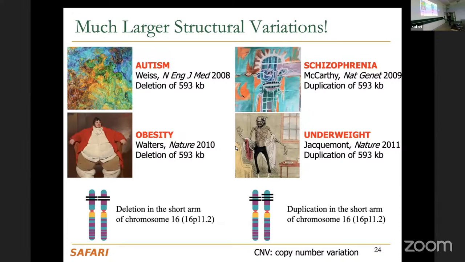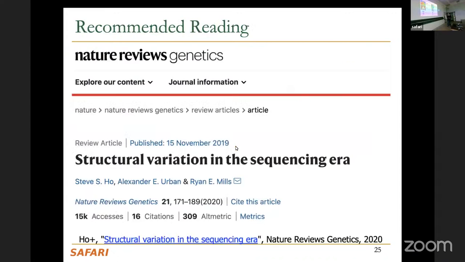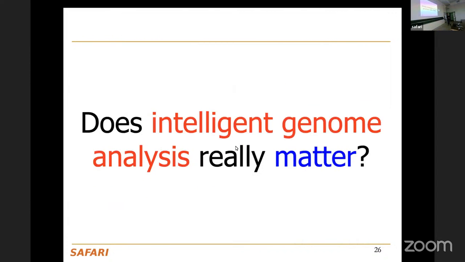We also have not just small mutations, of course; we also have much larger variations in our genomes. These cause even more complex symptoms or diseases such as autism, schizophrenia, obesity, or being underweight, and so on. These symptoms are associated, by scientific papers, with larger changes in your genome. If you have them, then you're likely to have these symptoms. And this is the paper essentially describing this phenomenon.